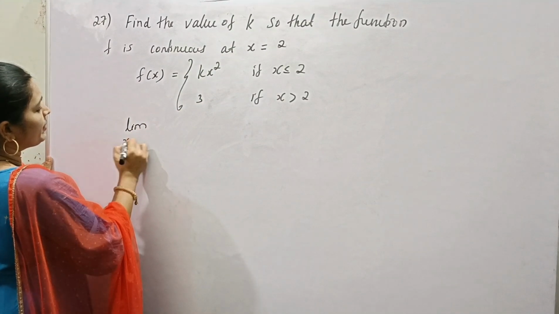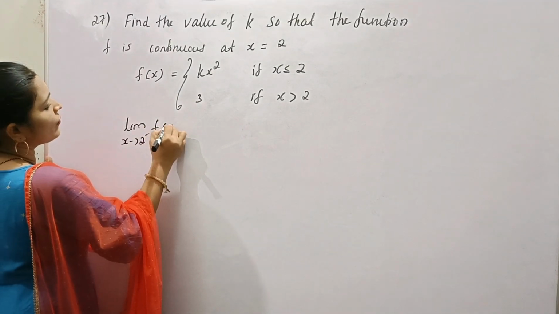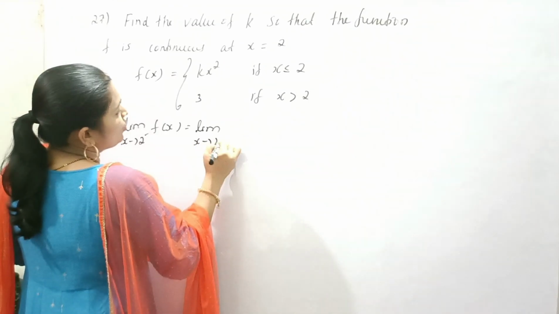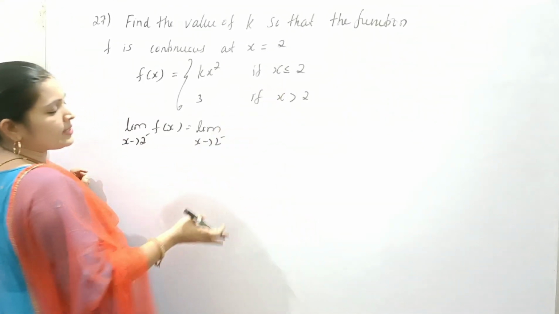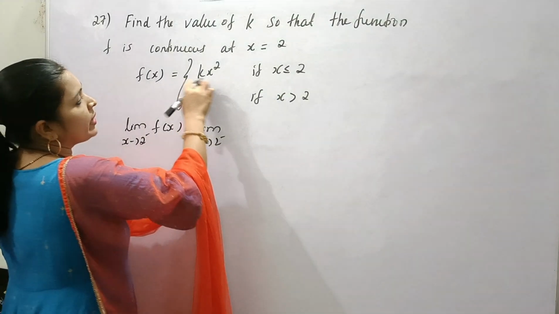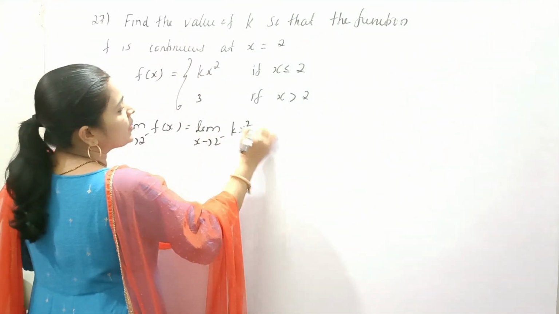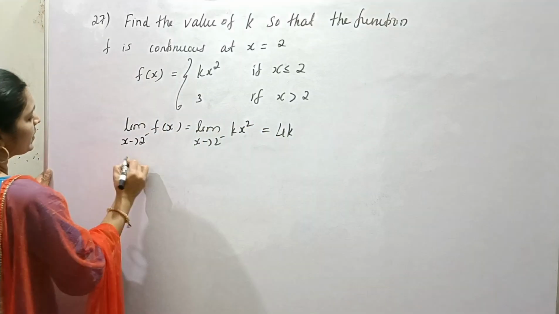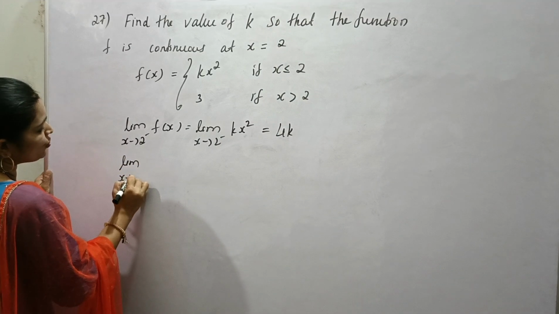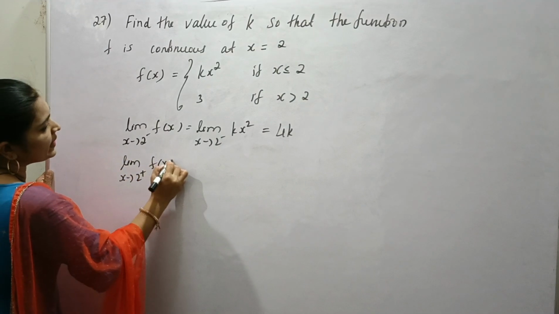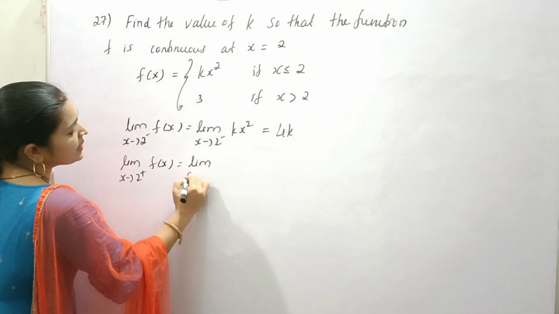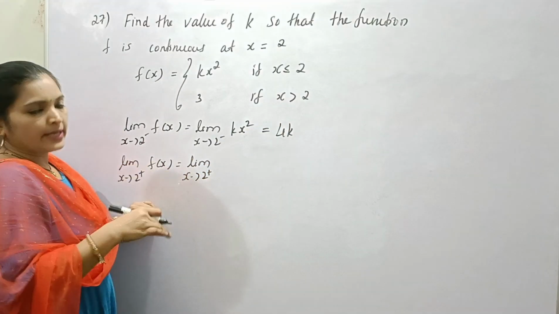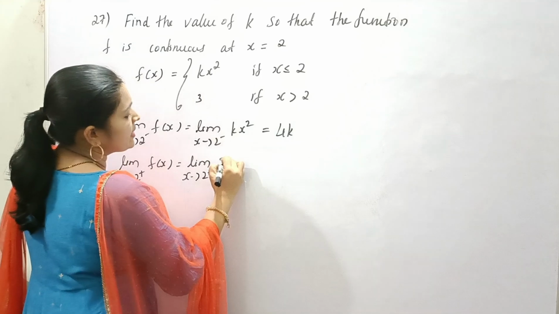So let's find the left hand limit and right hand limit of the function at x equal to 2. Limit x tends to 2 minus f of x. x tends to 2 minus means x less than 2. The f of x is k x square, substitute x equal to 2, that is 4k. Then limit x tends to 2 plus f of x: here 2 plus means x greater than 2, the function is 3.